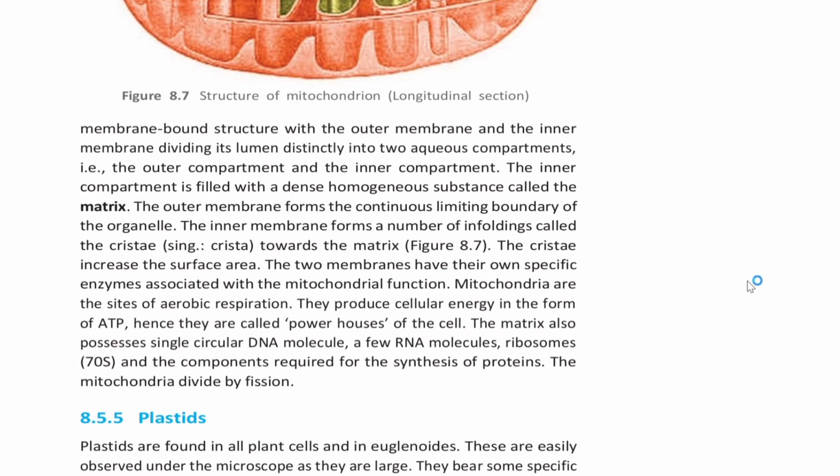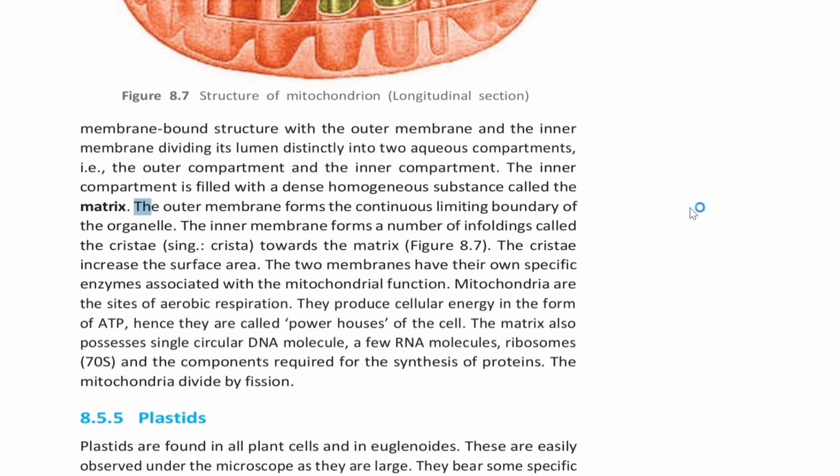The inner compartment is filled with a dense homogeneous substance called the matrix. The outer membrane forms the continuous limiting boundary of the organelle. The inner membrane forms a number of infoldings called the cristae towards the matrix. The cristae increase the surface area. The two membranes have their own specific enzymes associated with the mitochondrial function. Mitochondria are the sites of aerobic respiration. They produce cellular energy in the form of ATP. Hence, they are called powerhouses of the cell.